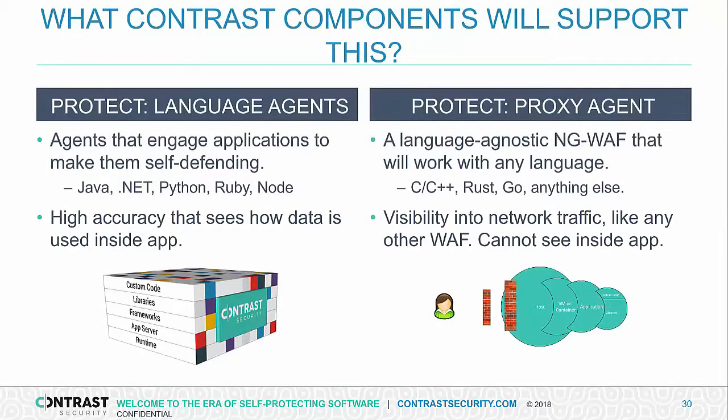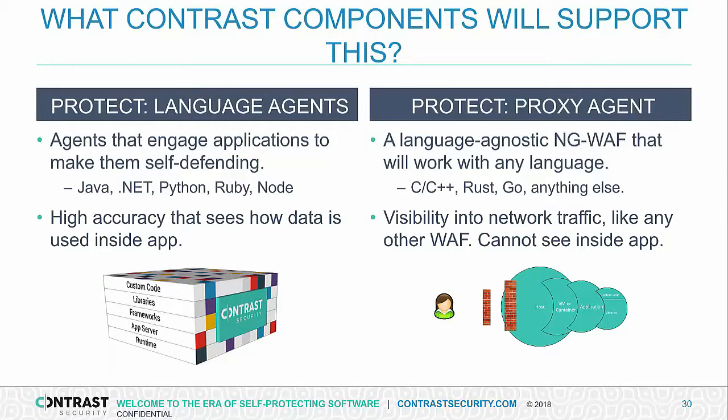And how does Contrast go through to actually support these self-defending applications? Well, we have two capabilities for this. The first is called a language agent, and the second is called a proxy agent. And what language agents do is they go directly inside the runtimes to help make each runtime self-defending and know what to look at. So it has full visibility into the custom code. It can see the libraries, the frameworks, the app server.